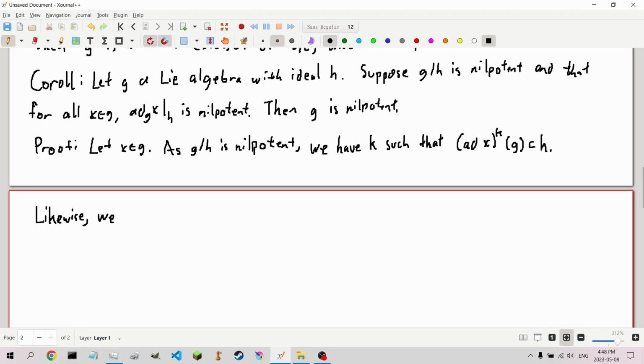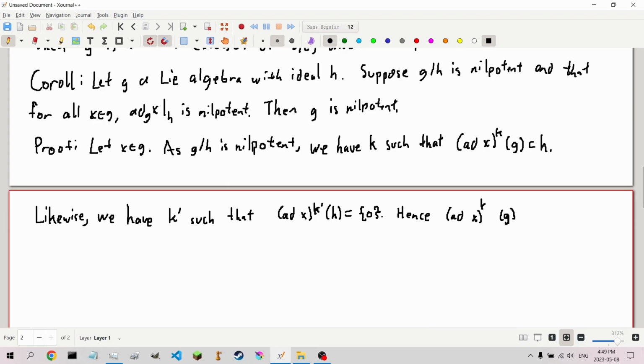Likewise, we have a k prime such that the adjoint representation of x to the k prime on H is equal to 0. Hence, we can then compose. The adjoint of x is going to be acting on G. Doing it k times sends it to H. And doing it another k prime times sends it to 0. Thus, every element is nilpotent. Thus, the algebra itself is nilpotent.